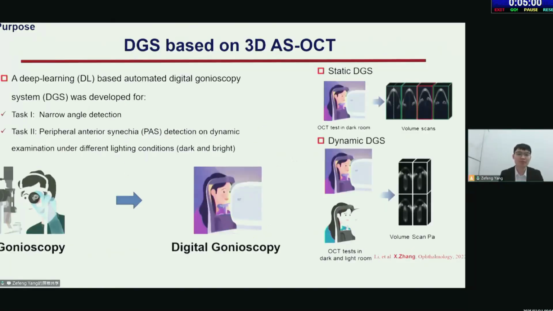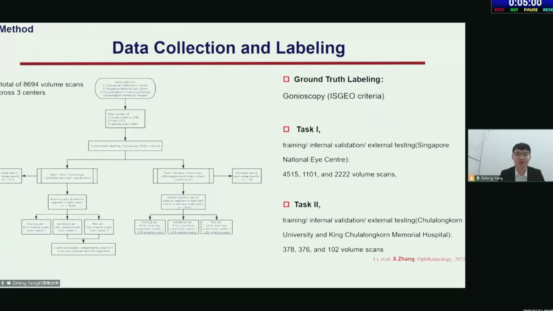Here, our study aimed to develop a deep learning-based automated digital gonioscopy, DGS, using 3D ASOCT. We had two main objectives. Task 1, narrow angle detection. Task 2, peripheral anterior synechiae detection under dynamic conditions. The system can be divided into static DGS, performed in the dark room, and dynamic DGS, performed in both dark and light conditions.